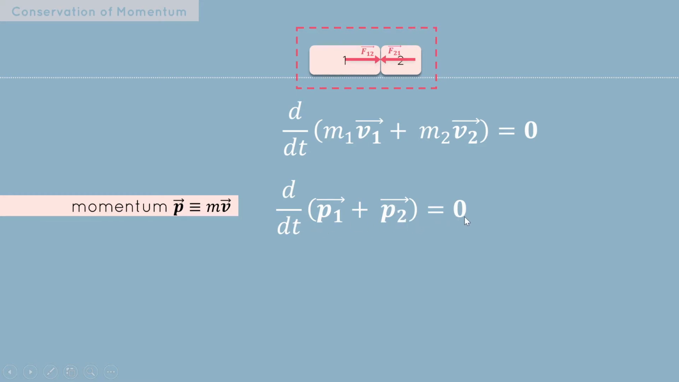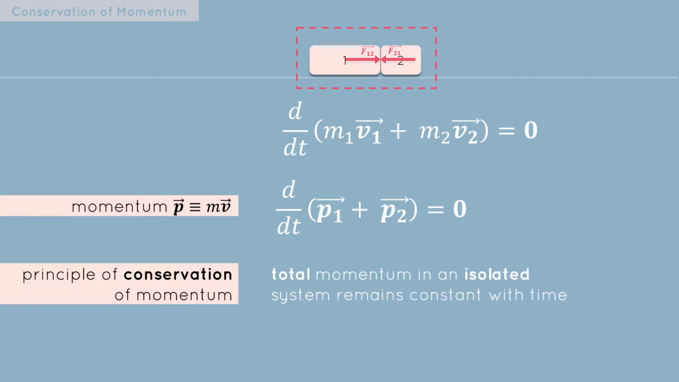So this tells us that P1 plus P2 does not change with time. So in other words, it remains constant before, during, and after the collision. And this brings us to the principle of conservation of momentum, which states that the total momentum in an isolated system will remain constant with time. So just to reiterate, isolated means that there is no net external force acting on the system.